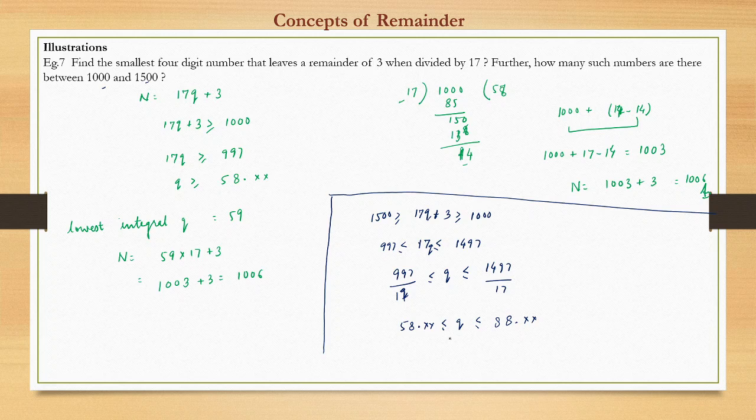So now q has to be an integer, so q can take all the values between 59, because 58 point something is greater than 58, so the next integer value is 59, and it can go up to 88, right? So how many possible values are there? Nothing but 30, right? 30 values.